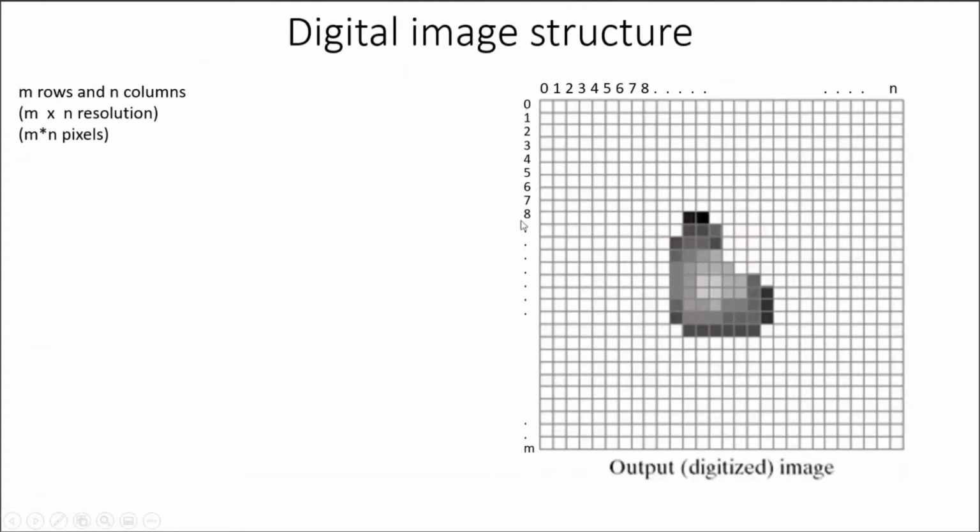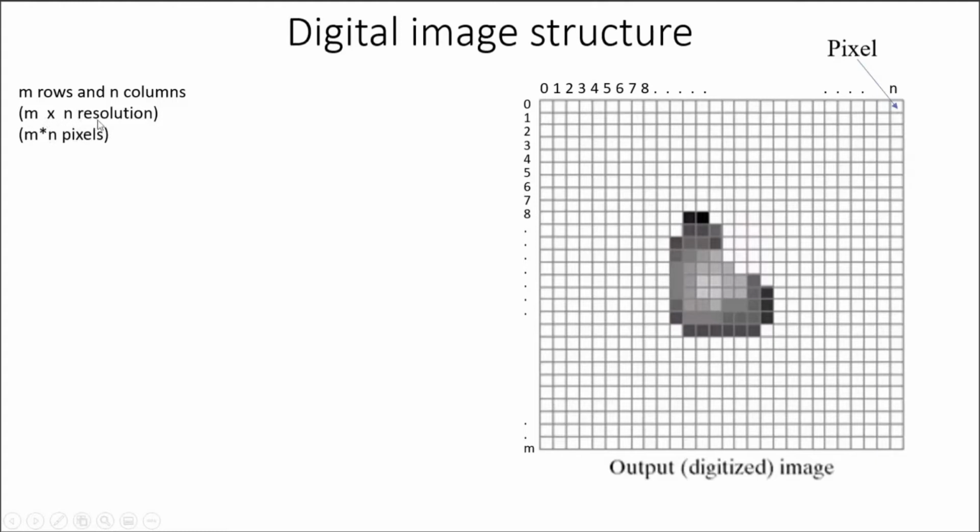Row number 0 until row M, and column 0 until column N. This is how they set M and N. M and N is called M by N resolution. Each of these is called a pixel. So how many pixels are there in this M by N resolution? You've got M and N pixels.